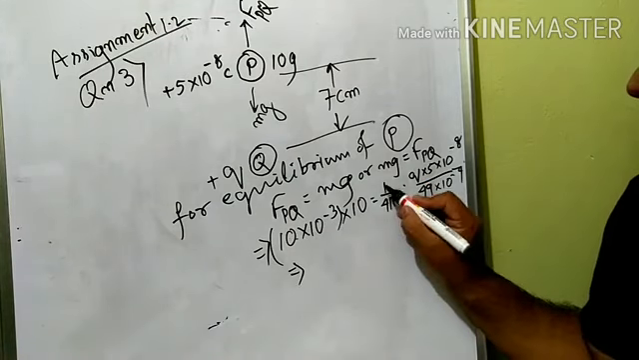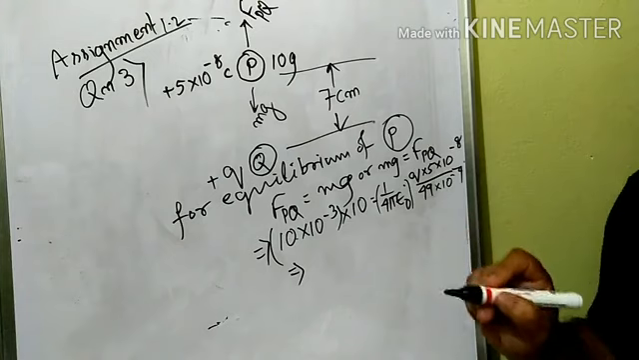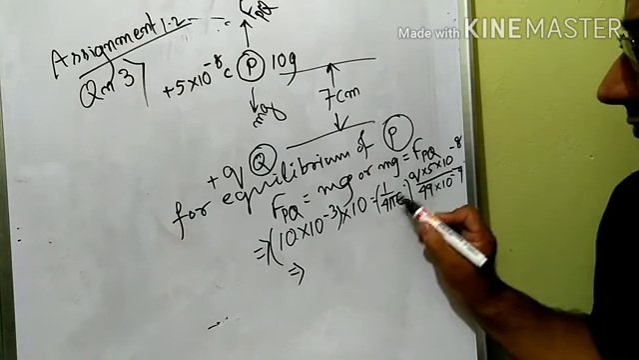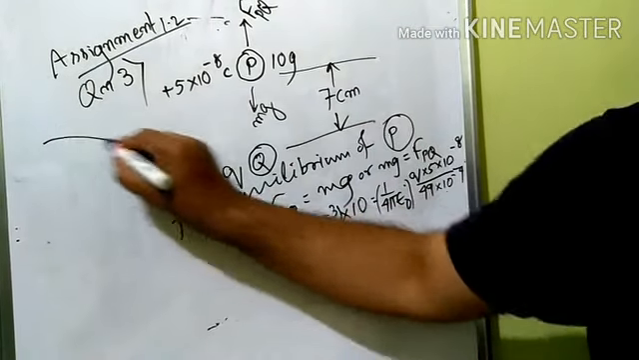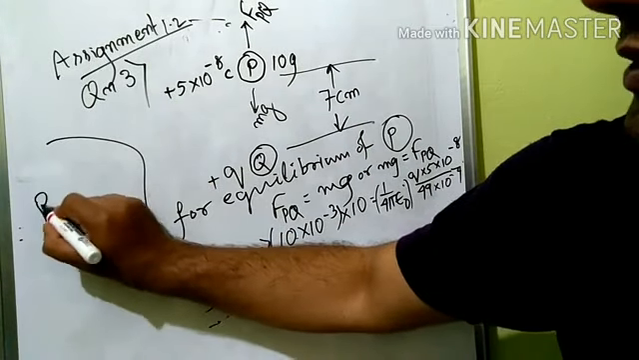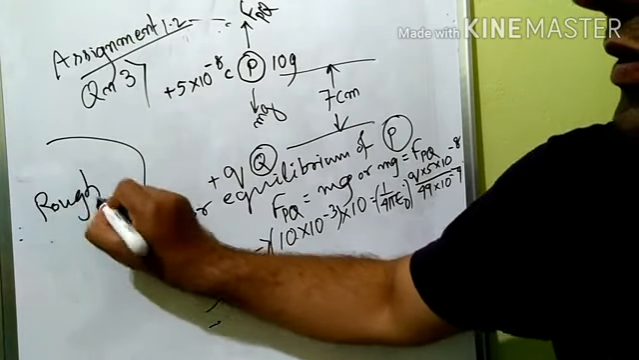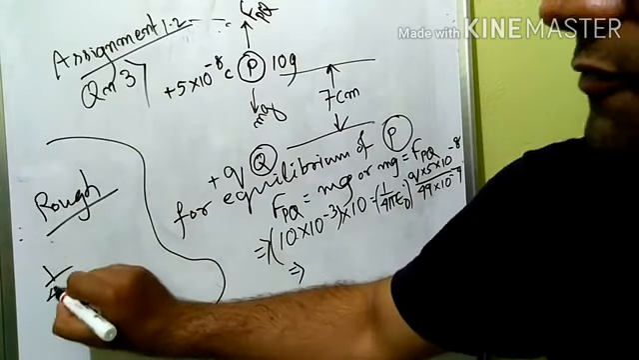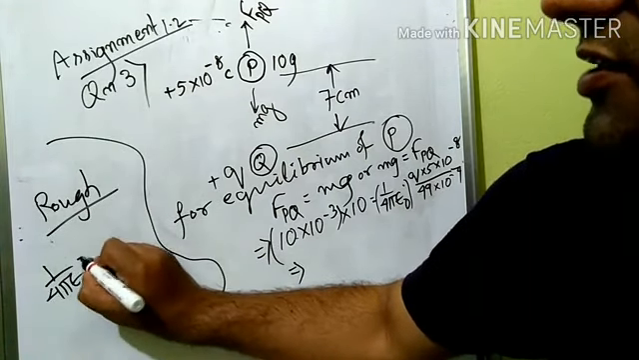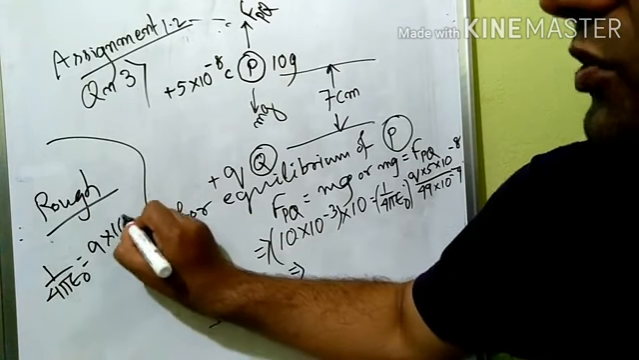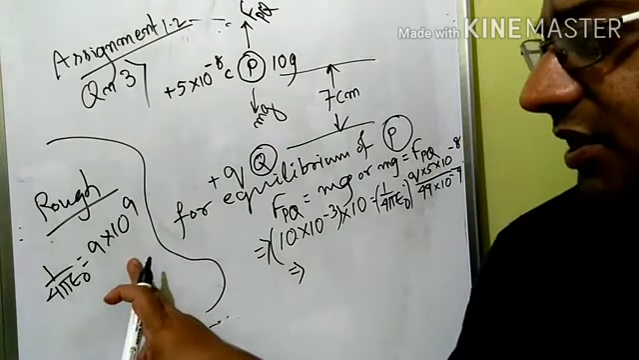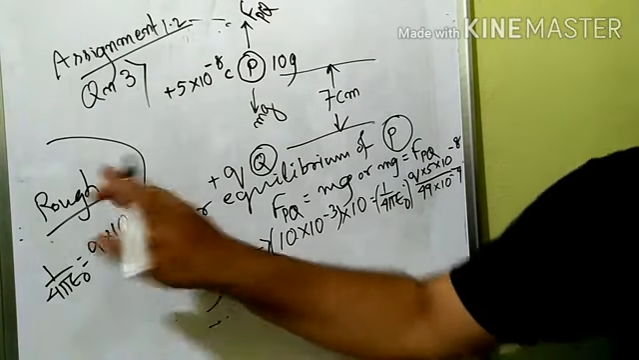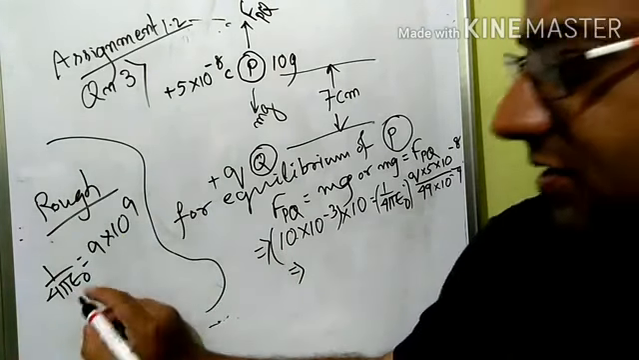Now I'll tell you one thing to remember. From experimentation it is found that 1 by 4 pi epsilon naught is equal to, let me say roughly, 9 into 10 to the power 9. This came from experimentation. And what is that experimentation? See, this is rough. We are saying this like this.